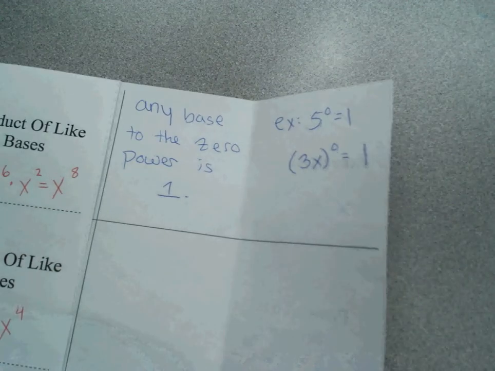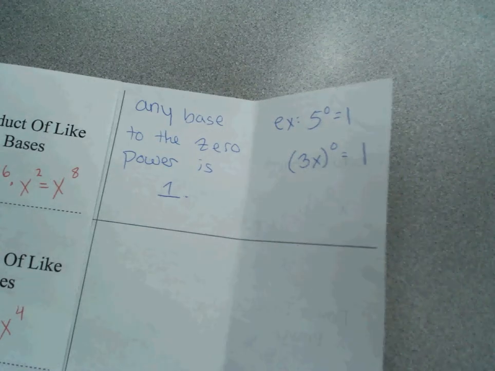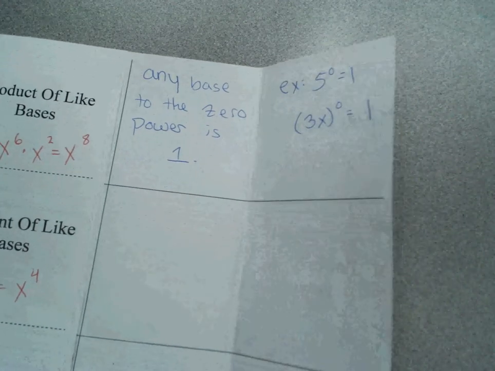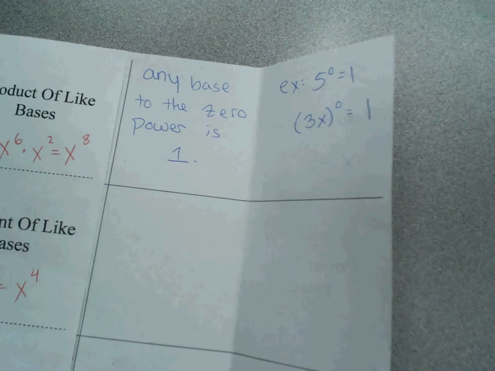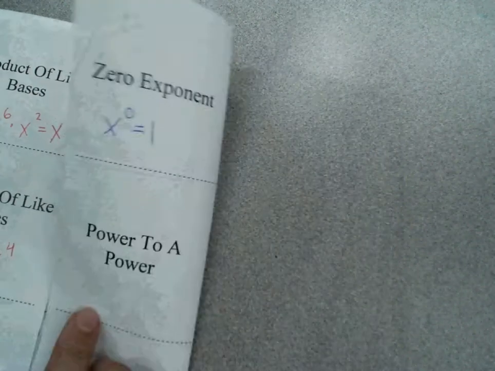Doesn't matter what it is. If it's a number, if it's a variable, it's 1. If it's a number to 0, it's 1. Anything to the 0 power is just always 1. The next one I want us to look at is power to a power.